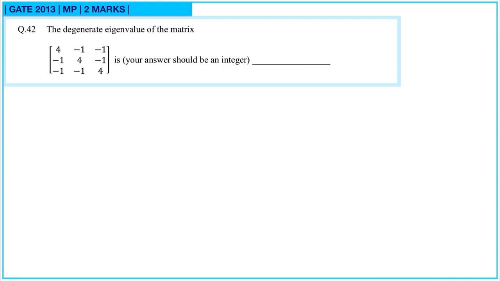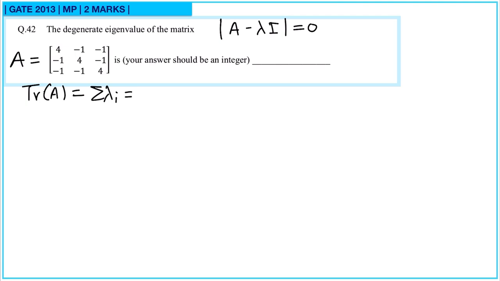Next, the degenerate eigenvalues of the matrix, and this matrix is given. Now we can find eigenvalues by using the characteristic equation, which is determinant of A minus lambda I, where A is this matrix, equate it to 0, and then we will get a characteristic equation and the roots of that equation will give us the eigenvalues. But for this particular case, we get a cubic equation and solving it will be a lengthy process. So we can go around that by using the fact that trace of matrix A is equal to the summation of lambda values.